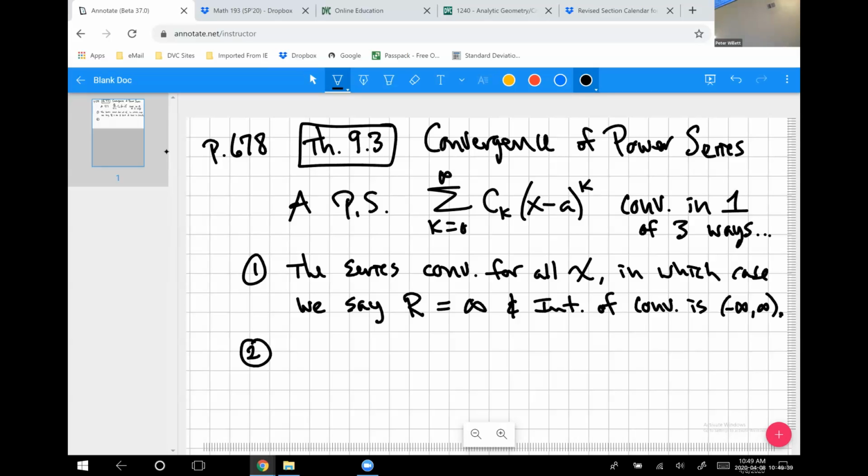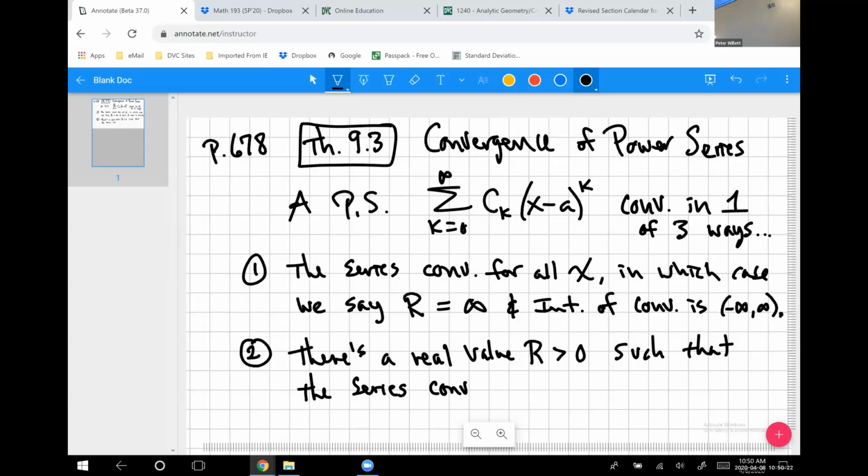So if it does not converge for all values of x, then there's some point at which it no longer converges. The next way that it might converge is that there's a real value r greater than 0, some positive number r, such that the series converges only up to r away from the center A.